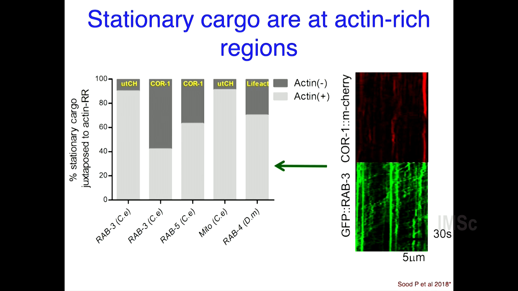And what we saw is that a lot of the stationary cargo, and ignore all of these other things, just focus on this bar, you see that a lot of the stationary cargo are present at actin-rich regions. The rest of it is for completeness, for an experiment to see if various cargo behave the same way, various neurons behave the same way, and neurons from different animals behave the same way. And the answer was yes.